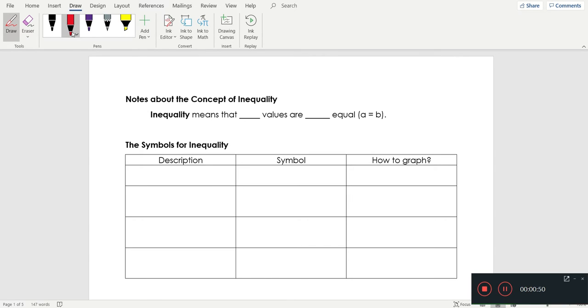So inequality means that two values are not equal. So A is not equal to B. On this kind of equation, we're not going to use the equal sign, but four different symbols. So the first symbol will be less than. So you have this, and how to graph that is an open circle to the left.